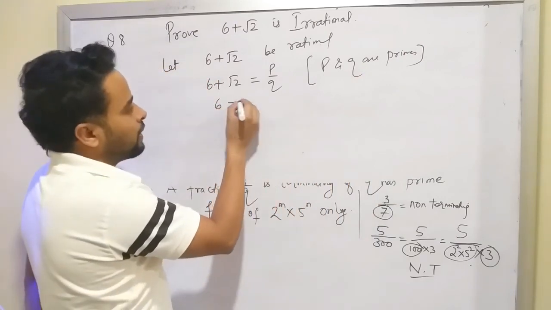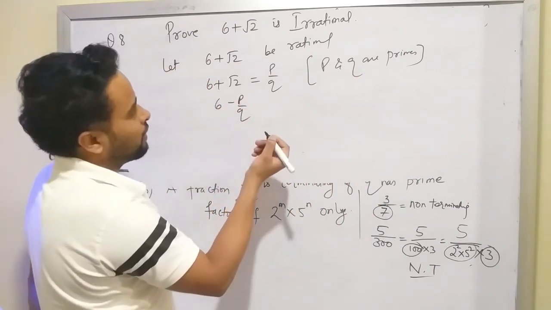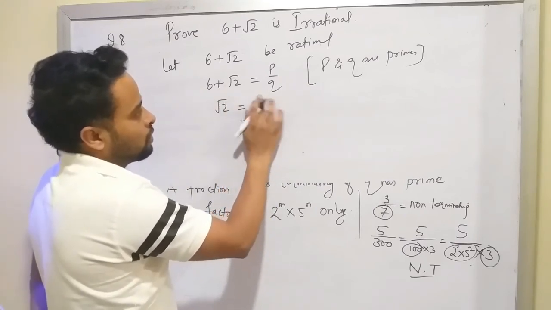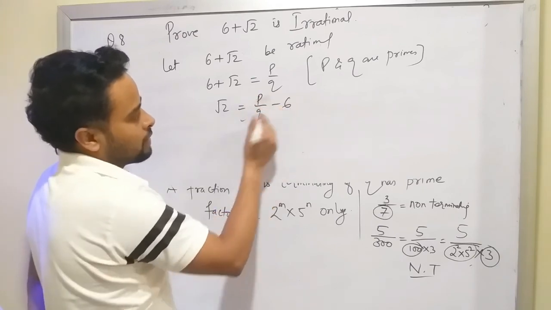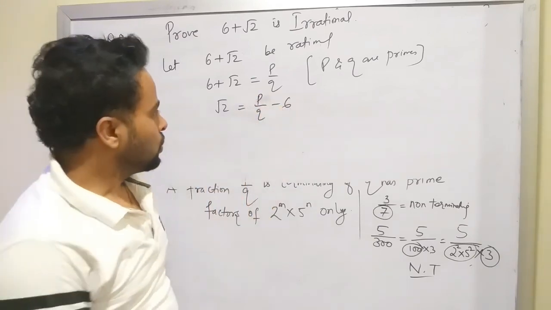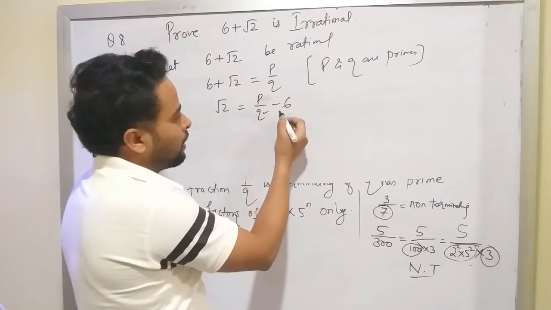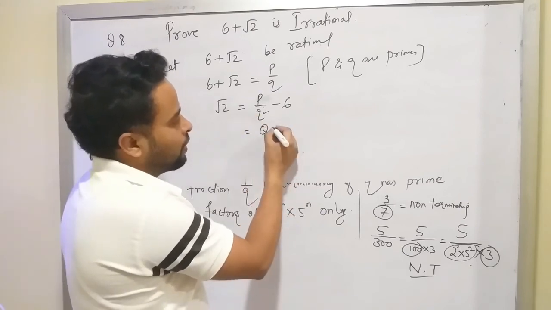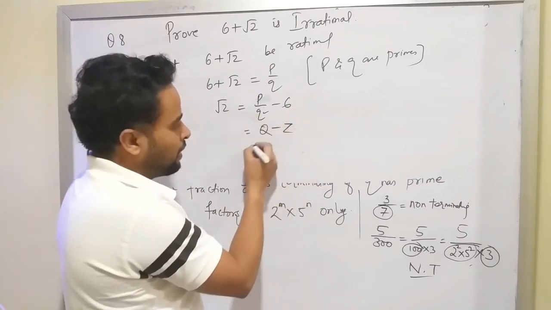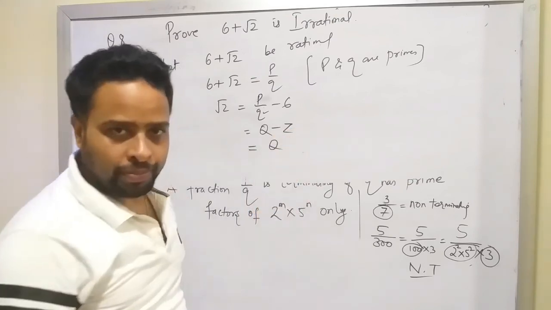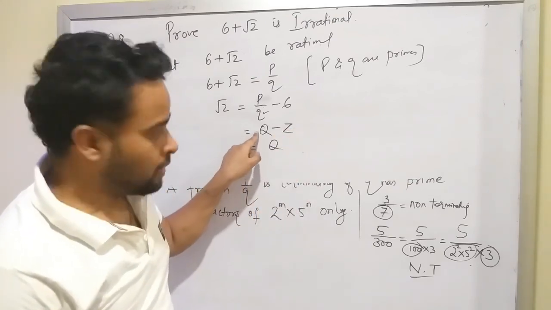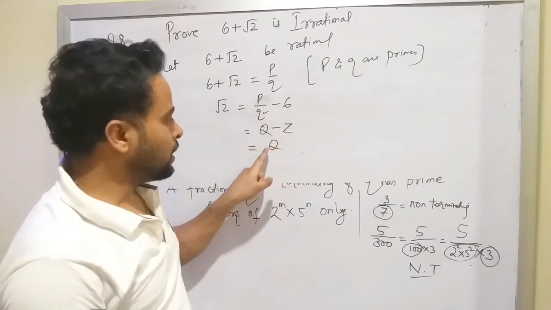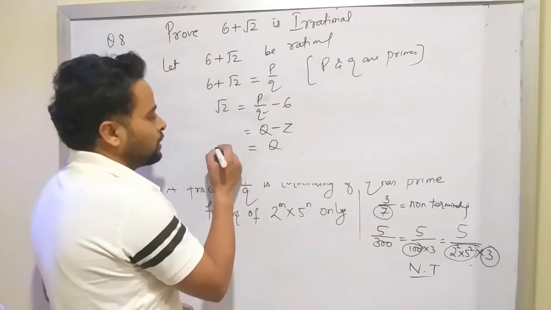So we can write 6 minus P by Q, or we can even write P by Q minus 6. This will go that side: root 2 equals P by Q minus 6. So this is a rational, any rational number P by Q minus an integer. Rational minus integer is a rational number. Q denotes rational. Fraction is always rational. This is an integer. Rational minus integer is rational, and root 2 is irrational.